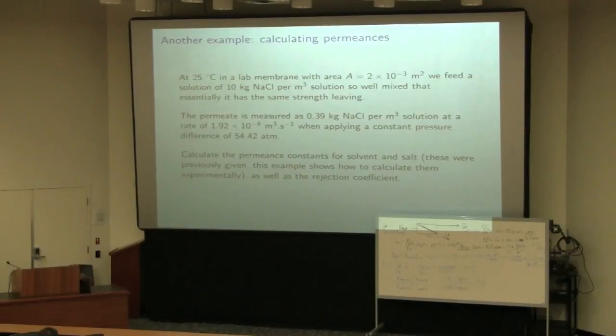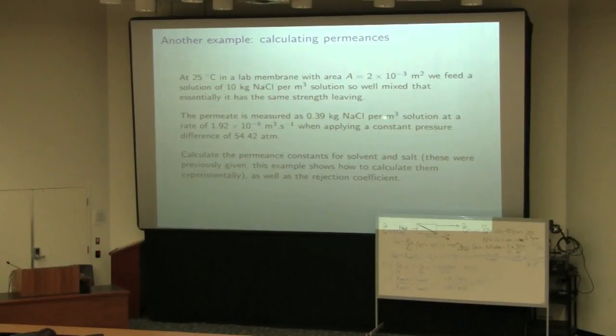Okay, so in this example, we've got a lab setup where, for a given area of membrane and given salt concentrations, we're mixing it so well on the feed side that essentially it's leaving at the same strength. So there's the ground for which you can make the assumption: my feed concentration is equal to my retentate concentration. That's normally not true, especially for microfiltration and ultrafiltration. But in reverse osmosis, for very crude calculations, we can make this assumption.